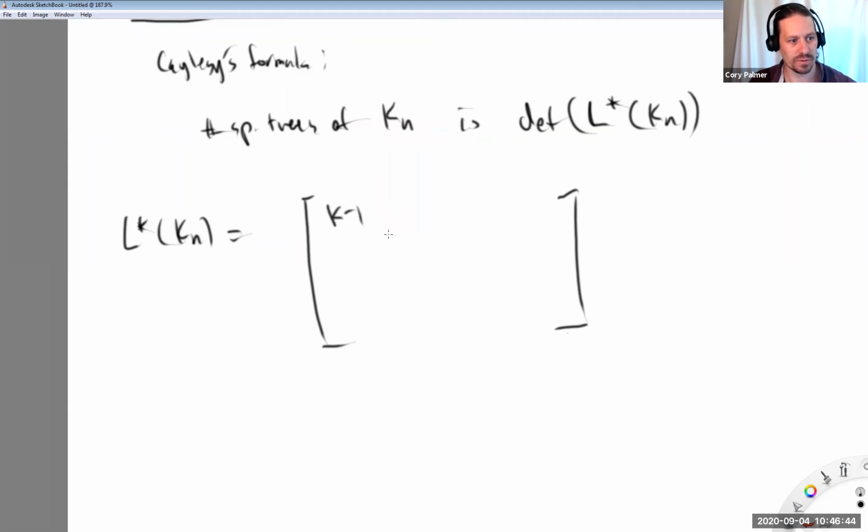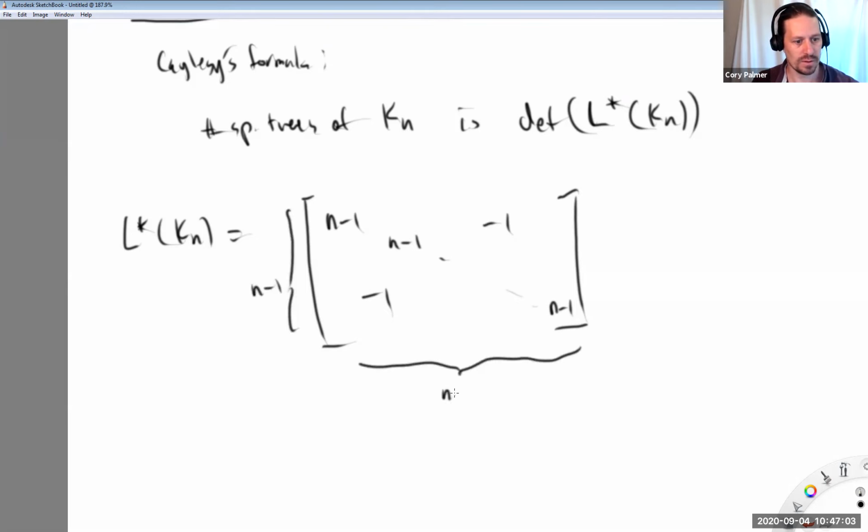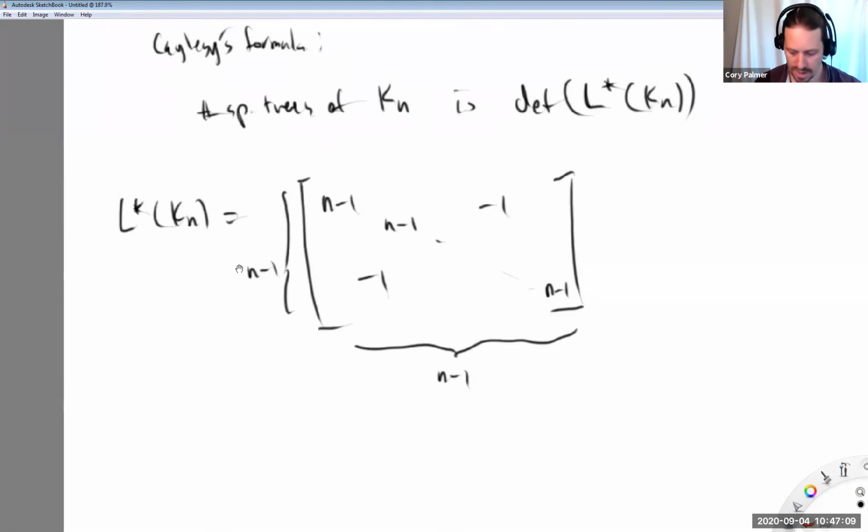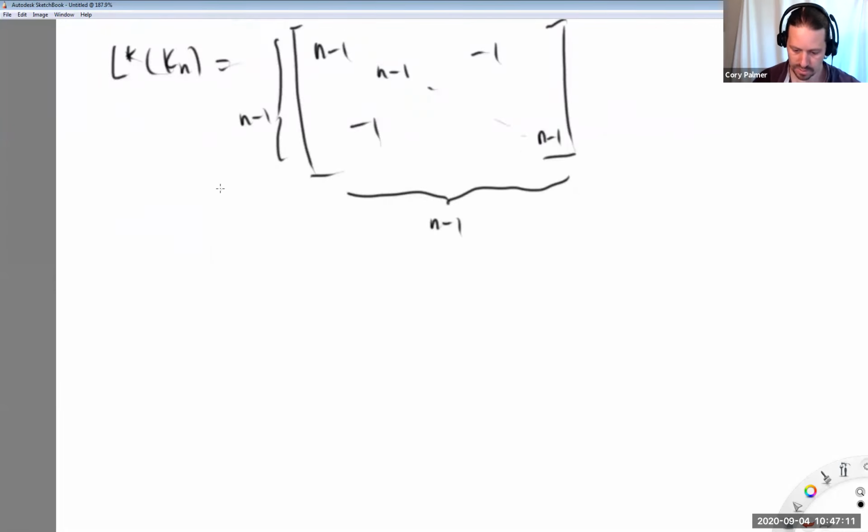If I remove the first row and column, it looks the same, right? So n minus 1s all the way down here. And everywhere else we have negative 1s, because every vertex is adjacent to every other one, and so we put in a negative 1. And let's be careful: this is n minus 1 by n minus 1. The Laplacian is n by n, but we remove the first row and column, so we actually get this guy here, okay?